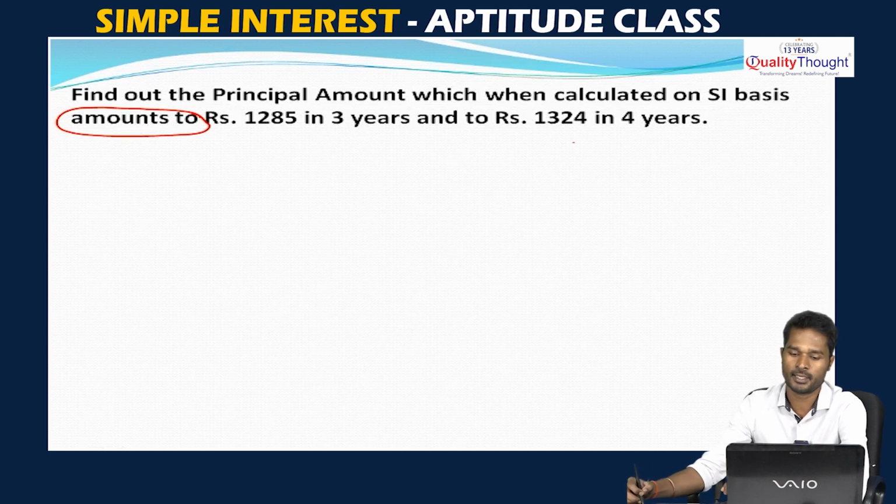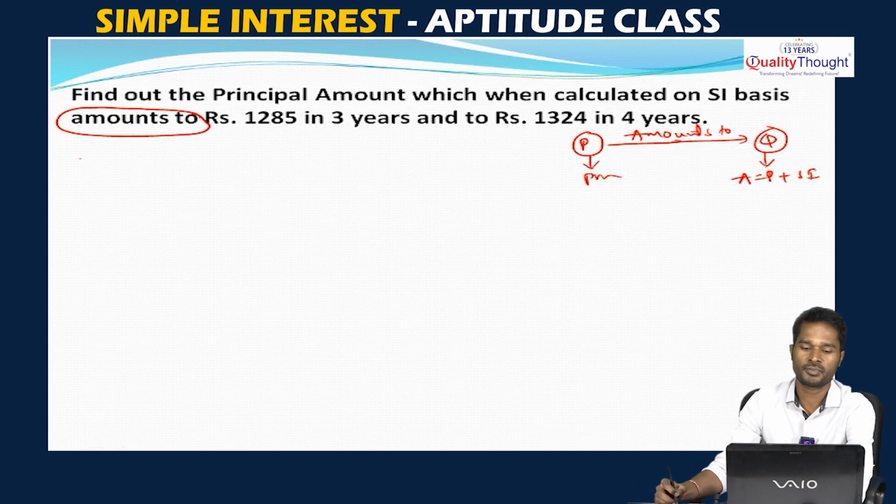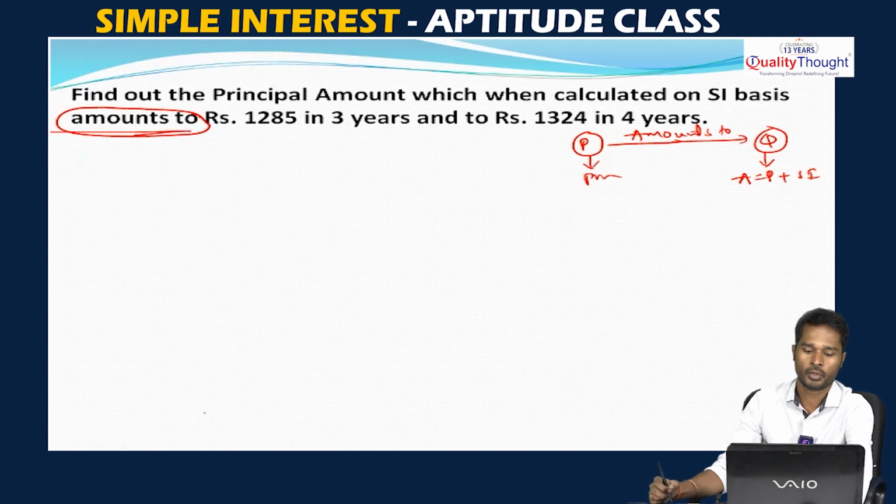For example, if I say some money P amounts to Q, this P will be the principal amount, and this Q will be the total amount, which includes the principal amount plus interest. So, remember this word "amounts to" denotes the total amount after the time period. Let us see. We do not know the principal amount here, let us take it as some P.